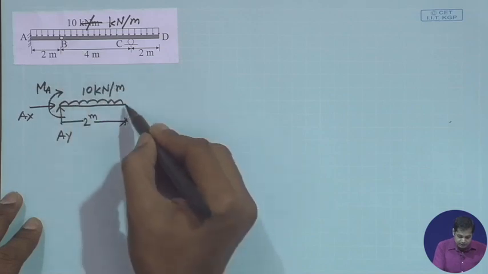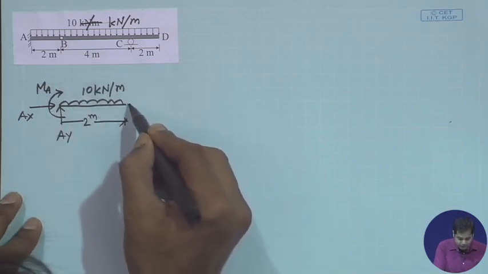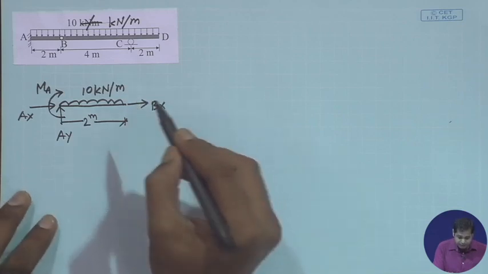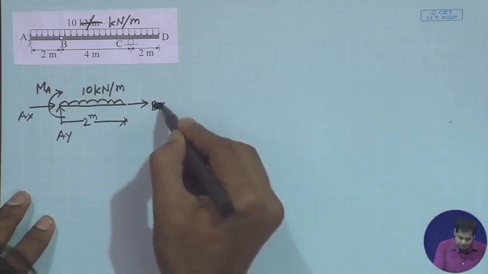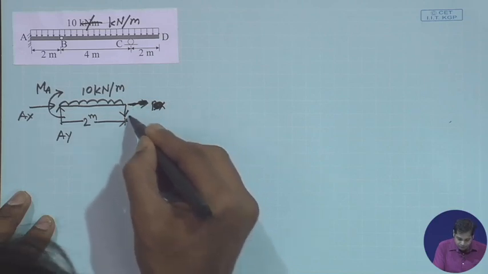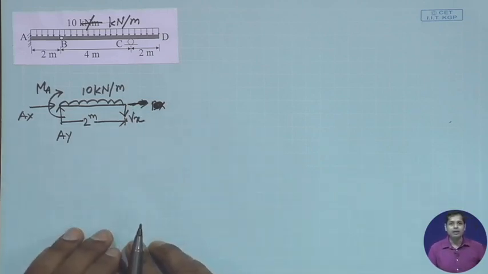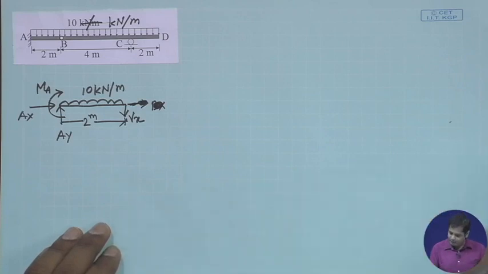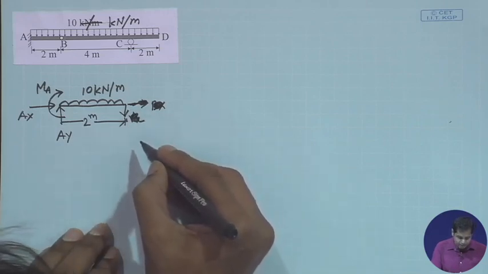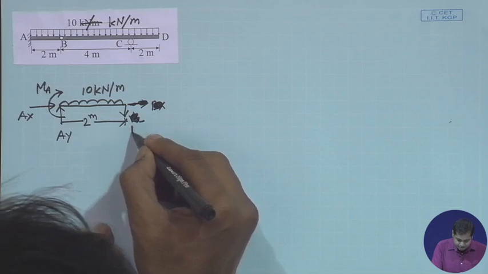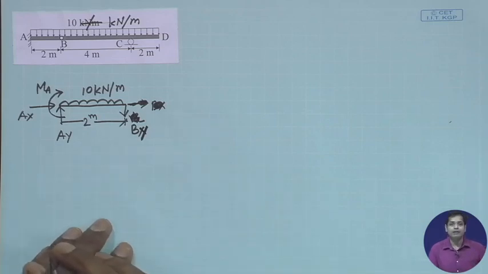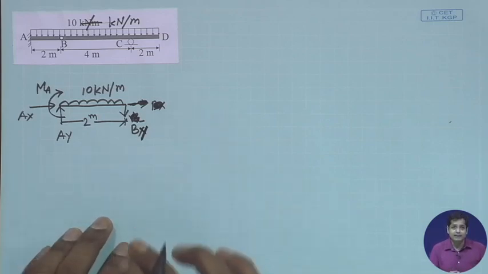And now since this is at the hinge point, there will be no moment, and we are not considering any axial force, so only the force will be the shear force. Let us denote it as Bx, By, which are the hinge reactions at B.